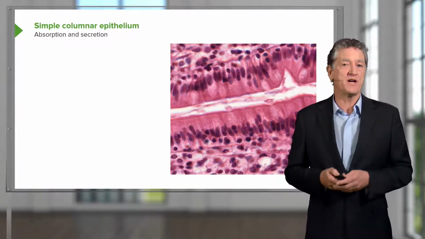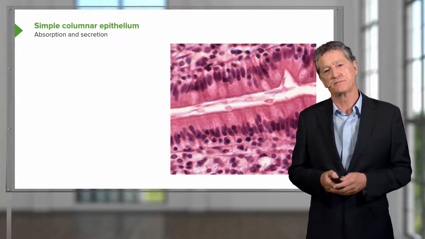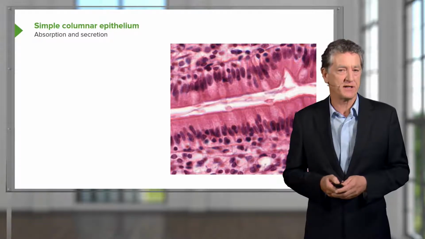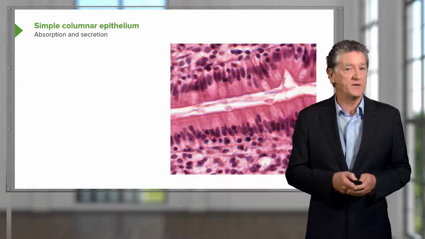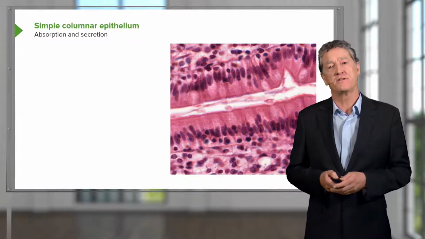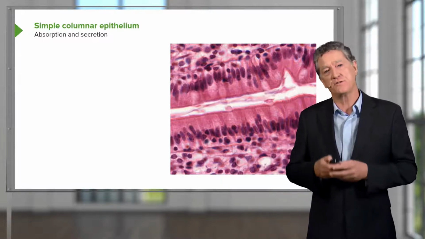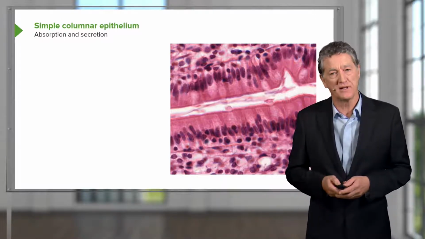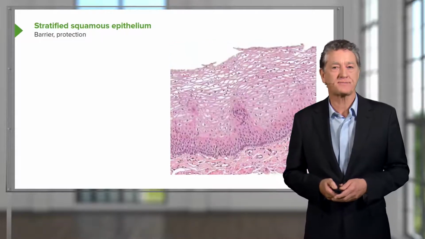Now, if you look at the shape of these nuclei, they're elongated towards the luminal surface. When you see elongated nuclei, it's a fairly good indication that the cells are columnar. Whereas in the previous slide, you may have noticed that the cell nuclei were nice and rounded. When you see rounded nuclei, you can be pretty sure that the epithelium is a cuboidal type of epithelium.